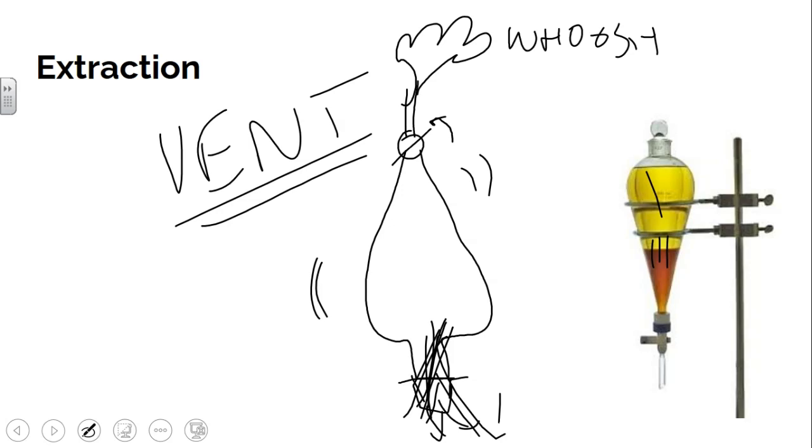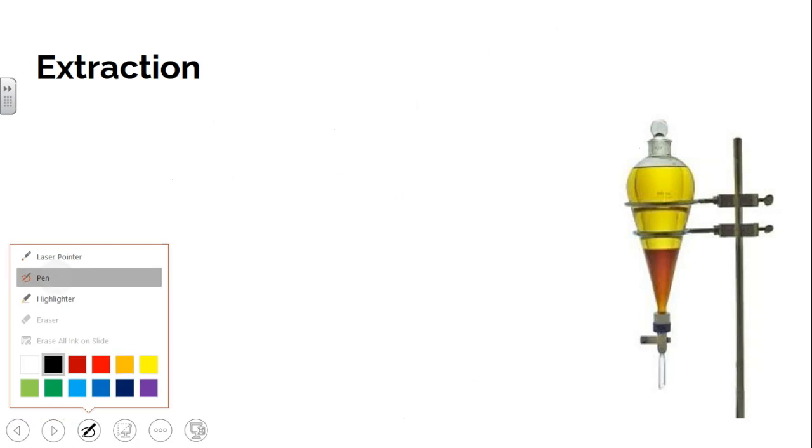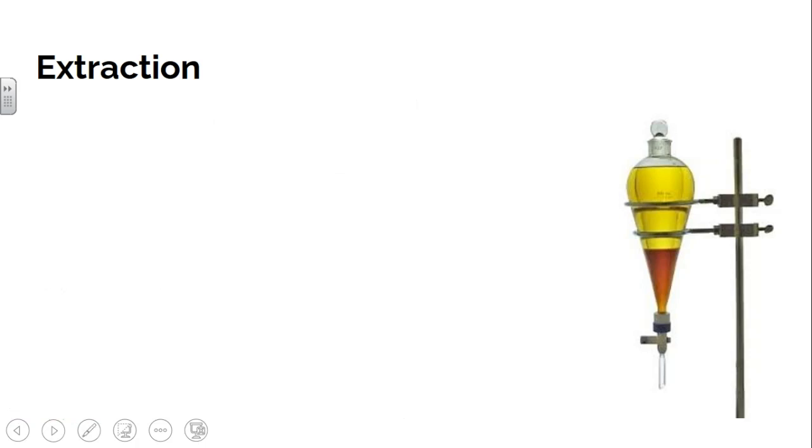So after you mix and vent, you want to put it back in your apparatus so that you can let it separate, and then you're ready to carry on. Okay, now once you do that, here's what happens. You get out an Erlenmeyer flask.